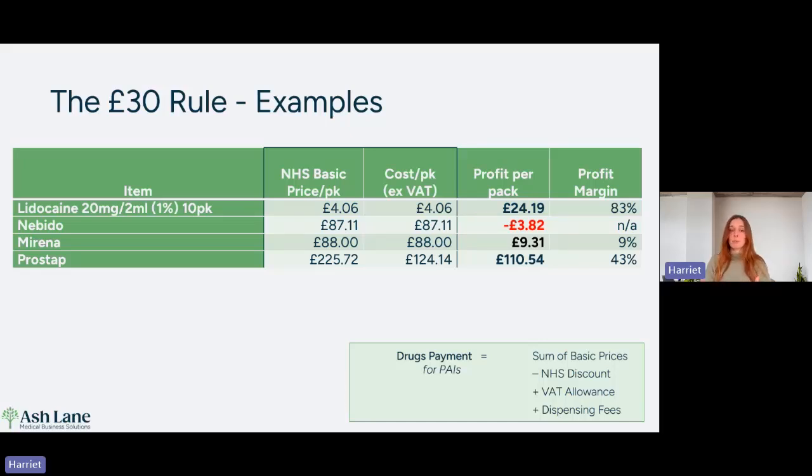A 10,000 patient practice would generally have around 11 patients on Prostap. So they're missing out on roughly £4,400 profit to the practice based on how many they'd be giving per year to those patients. That does, however, only work if rules 1 and 2 are in place. So are you claiming for everything and are you paid for everything? But if you are, then it's absolutely worthwhile to be looking at those drugs and considering what's profitable as against just looking at the cost associated with them.